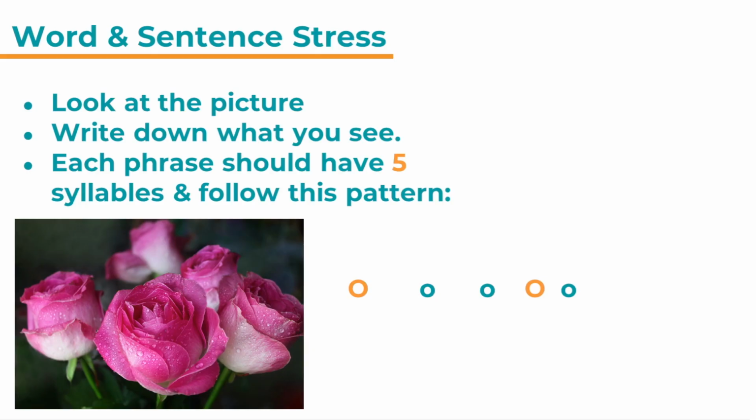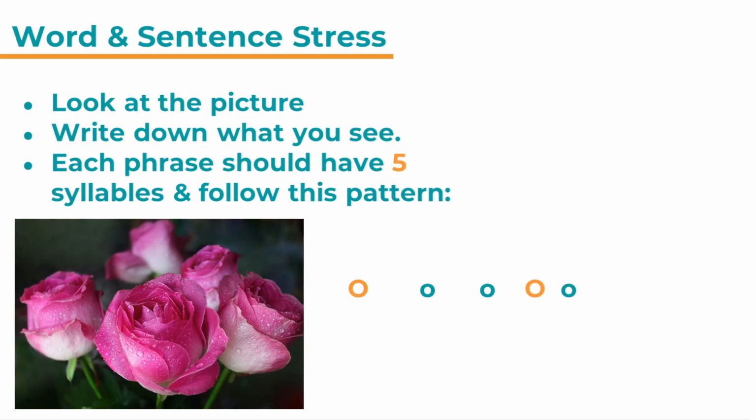So what can we see? You can put your suggestions in the chat box, but I'm going to help a little bit. Here we have some roses. They are pink. I think they look lovely. And there are also raindrops on the petals of the roses. So, raindrops is a word with 2 syllables, and the first syllable is stressed. That could be the start of our phrase.